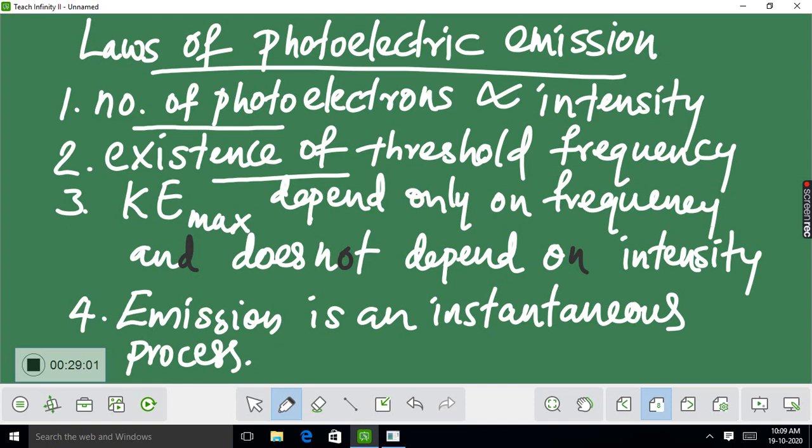The fourth law is, the photoelectric emission is an instantaneous process. The time lag between incidence of radiation and the emission of photoelectrons is very small. It is less than even 10 raised to minus 9 seconds. So the photoelectric emission is an instantaneous process. These are the laws of photoelectric emission.